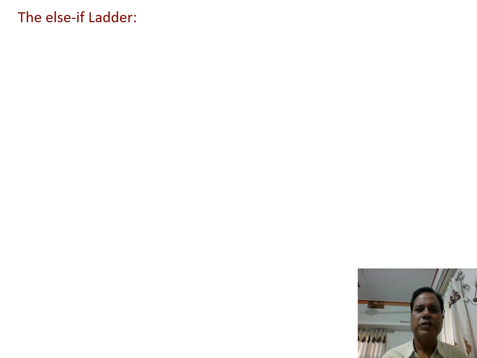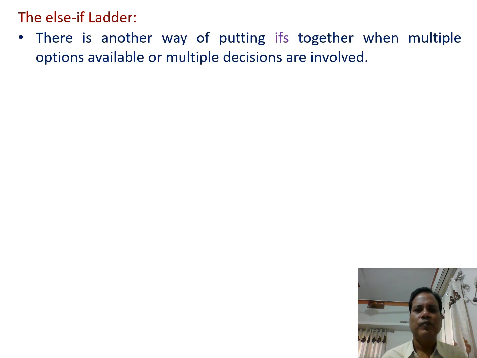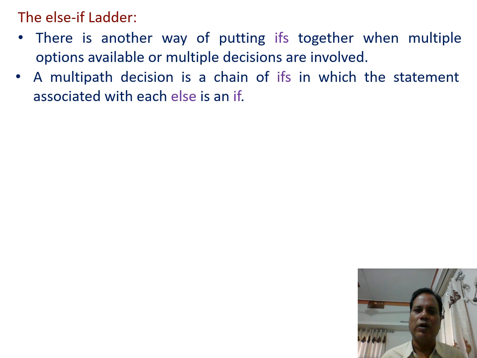Next, the else if ladder. There is another way of putting ifs together when multiple options are available or multiple decisions are involved. A multi-part decision is a chain of ifs in which the statement associated with each else is an if. It takes the following general form.